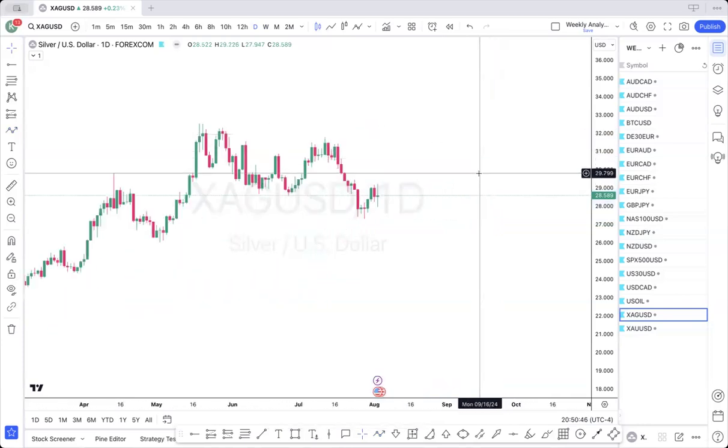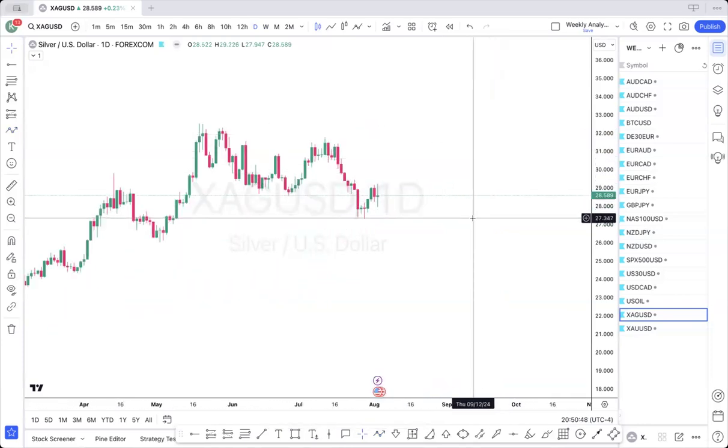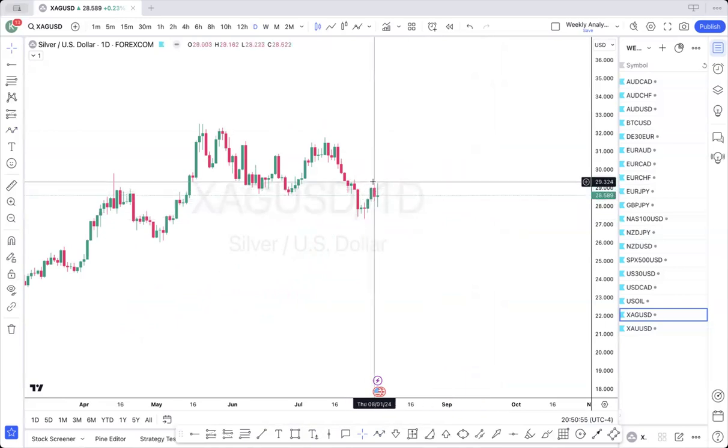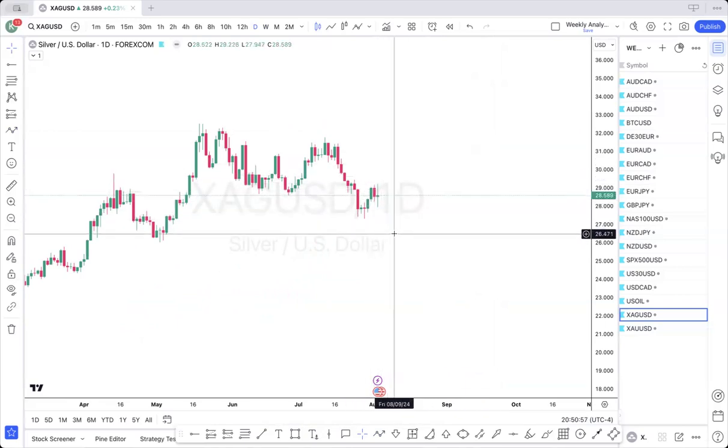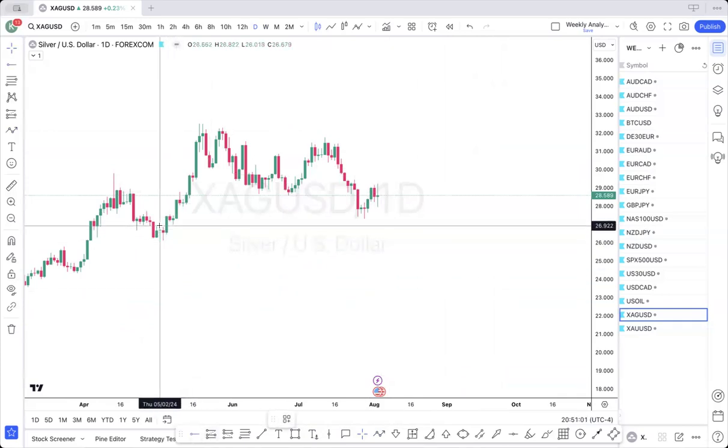All right, let's see something. There's a little liquidity there. So my guess is price is probably going to push up and then push back down to 26.92. But we shall see.